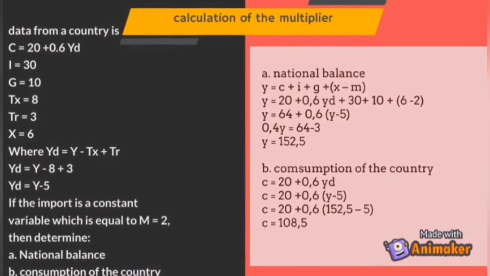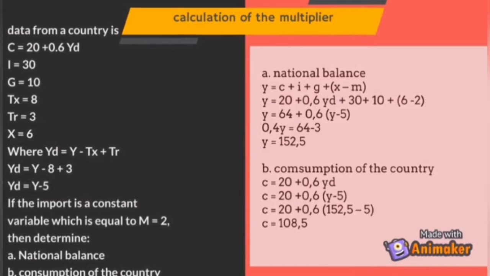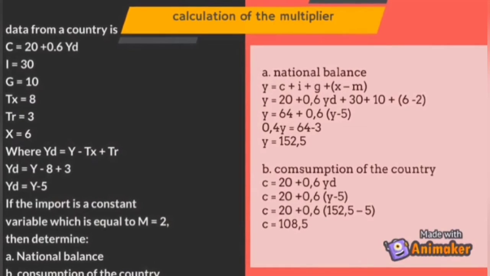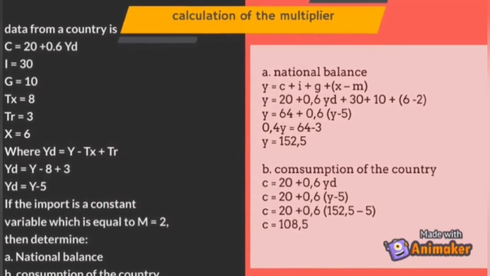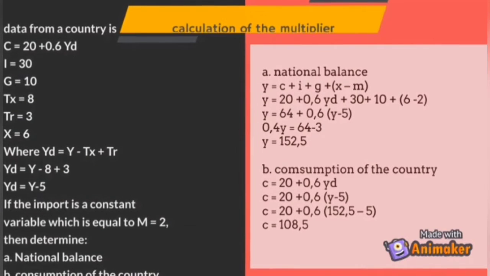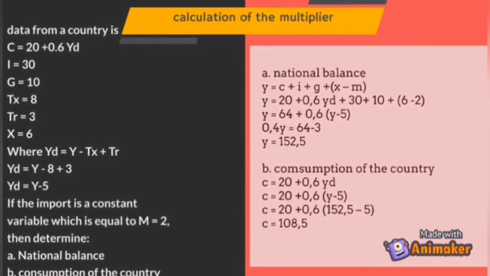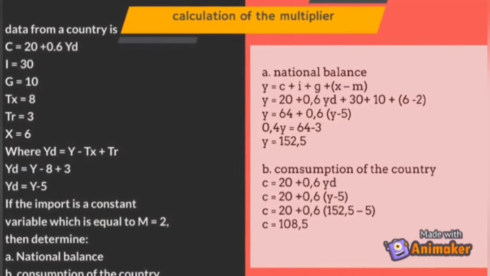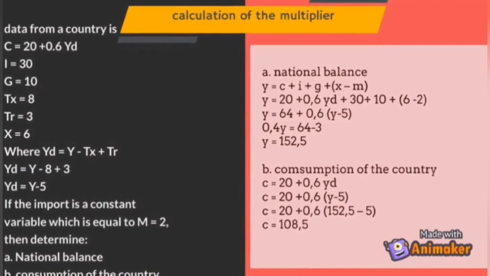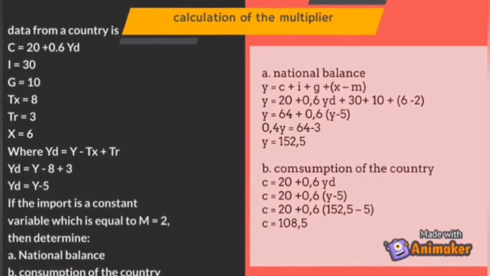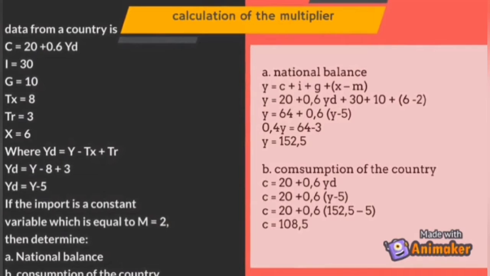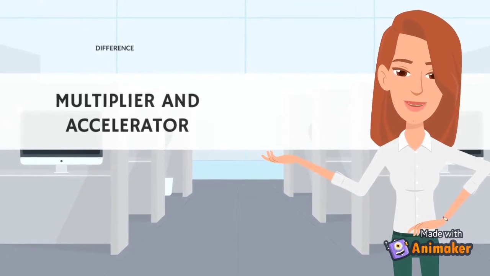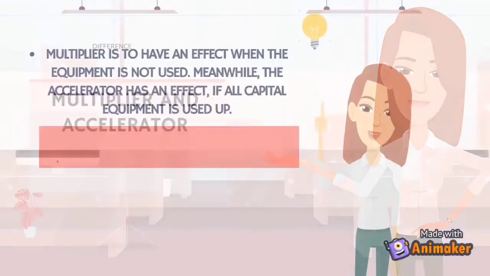Answer for the last question, consumption of the country is C equals 20 plus 0.6 YD. C equals 20 plus 0.6 times Y minus 5. C equals 20 plus 0.6 times 152.5 minus 5. C equals 100.5.